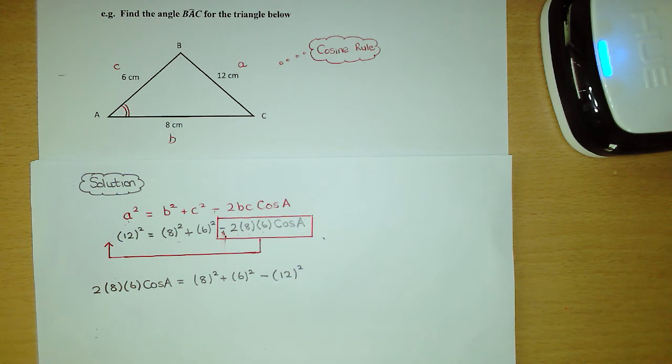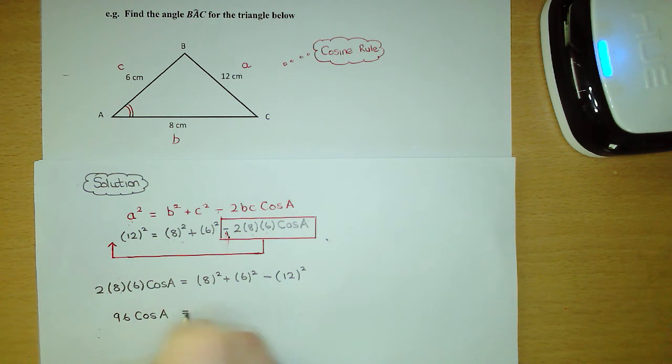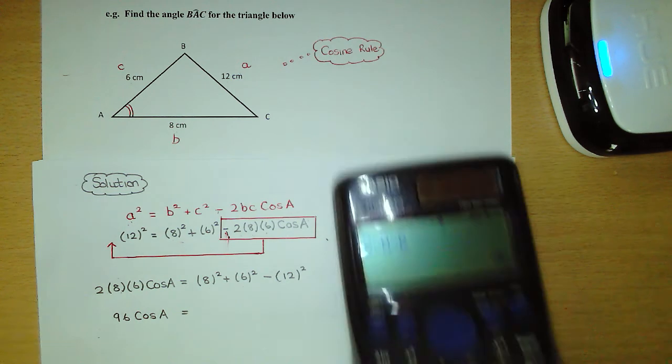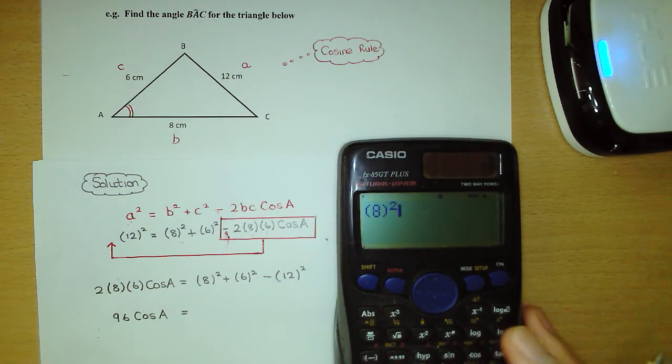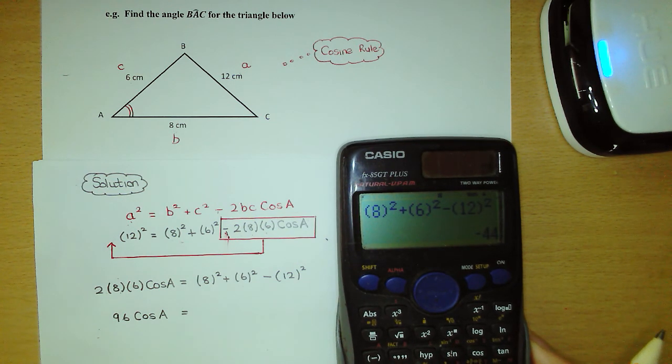What we're going to do now is work out the numerical values here. So this is 2 multiplied by 8 multiplied by 6. So let's work that out. 2 times 8 times 6 is going to give us 96. So we've got 96 cos A. And then over on this side, we're going to type it into our calculator. 8 squared plus 6 squared subtract 12 squared. And that's going to give us minus 44.